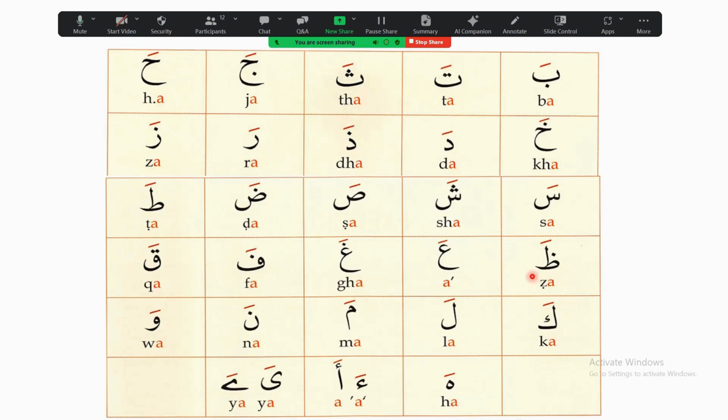Okay, so in this row, the first letter, za, is a heavy letter, and then ghain is a heavy letter, and then at the end the qaf letter is heavy. So we say za, gha, fa, qa. Za, gha, fa, qa, right? So heavy za, gha, fa, qa.